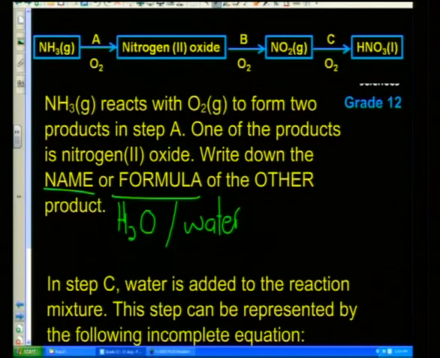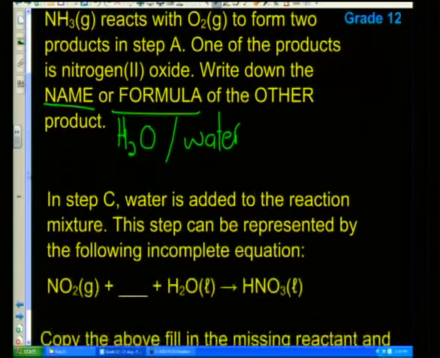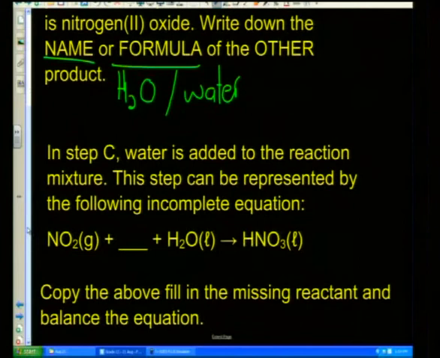Then in step C, water is added to the reaction mixture, and this step can be represented as follows. How do we complete it? Well, it becomes O2, and we need to balance it. So we go, there's one nitrogen, five oxygens, three oxygens.